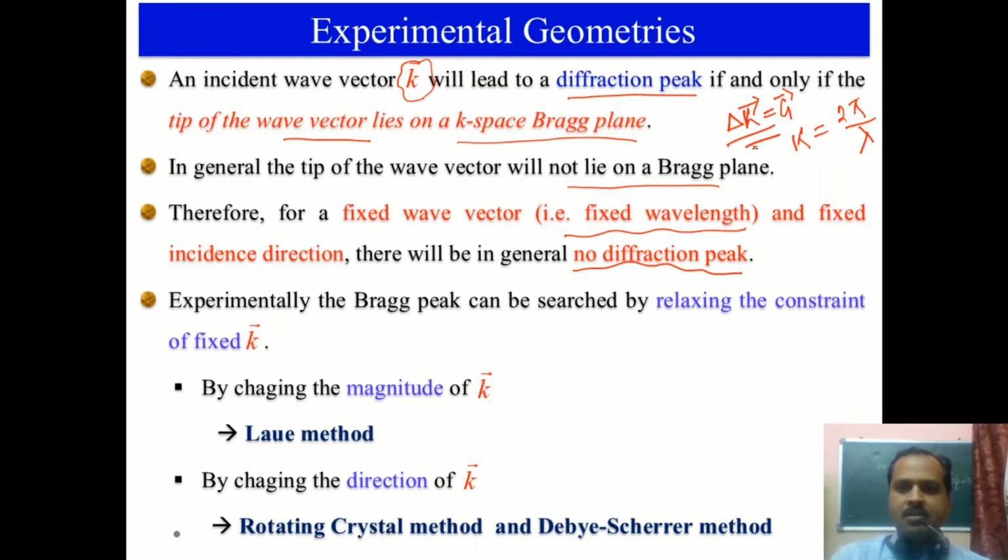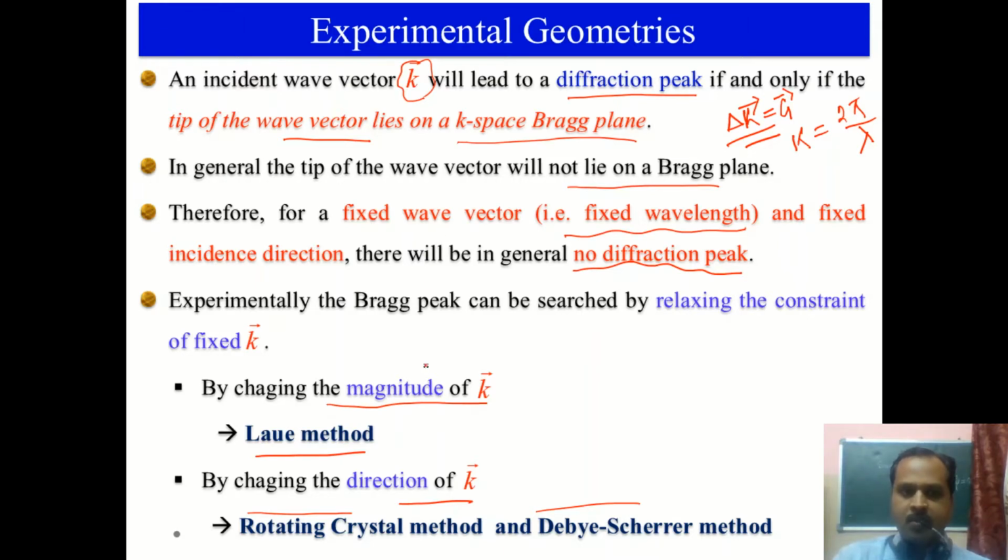So to scan the particular diffraction regime, experimentally we have to either change the magnitude of the wave vector or change the direction of the wave vector. If we change the magnitude of the wave vector, then that method is called the Laue method. Whereas if we change the direction of the wave vector, then that method is called the rotating crystal method or the Debye-Scherrer method. So basically we are relaxing the constraint imposed on k by varying its wavelength or by changing its direction.